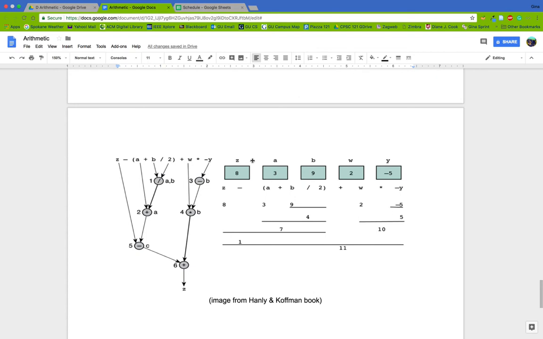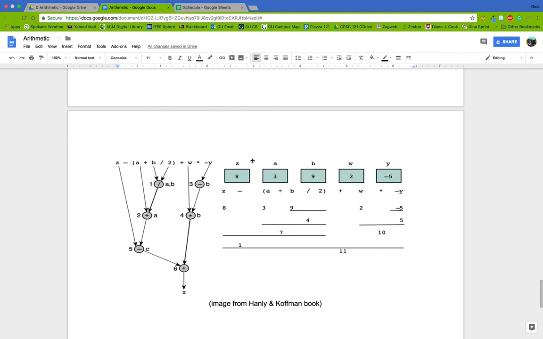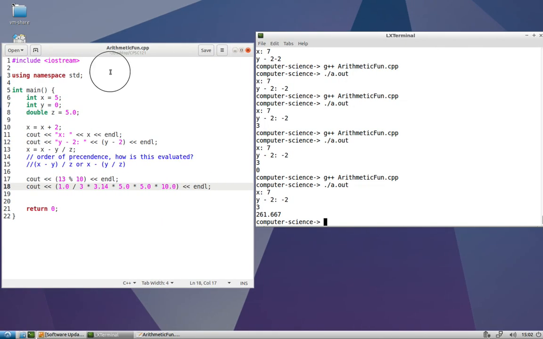So I highly recommend working through this example, and you can always just head over to a C++ file and code up some examples. So maybe make up some examples, solve them on paper first, code them up, run them, and you can check your results. So lots of good ways in order to practice arithmetic in C++.